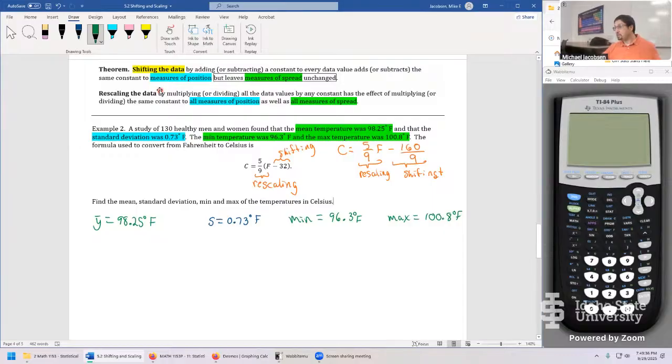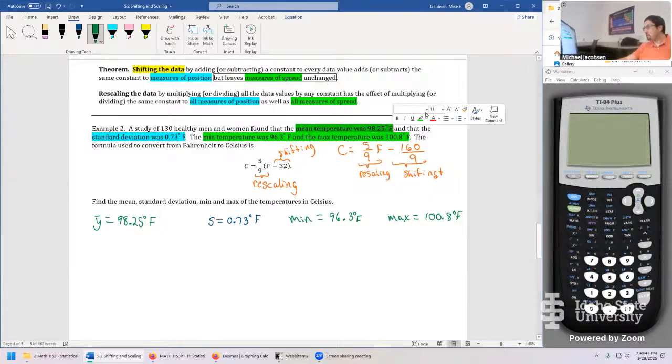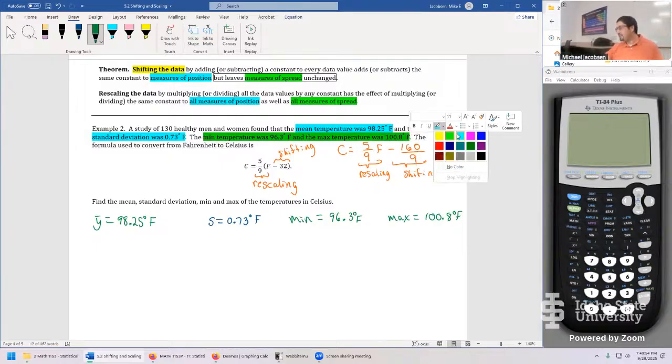Hang on, let me look at my color coding. I think I got this flipped. That's not going to help out. Sorry about that. Measures of position should be in blue, or else this is going to be really hard to look at. Seem to be doing that a lot lately. Sorry about this weird issue here.